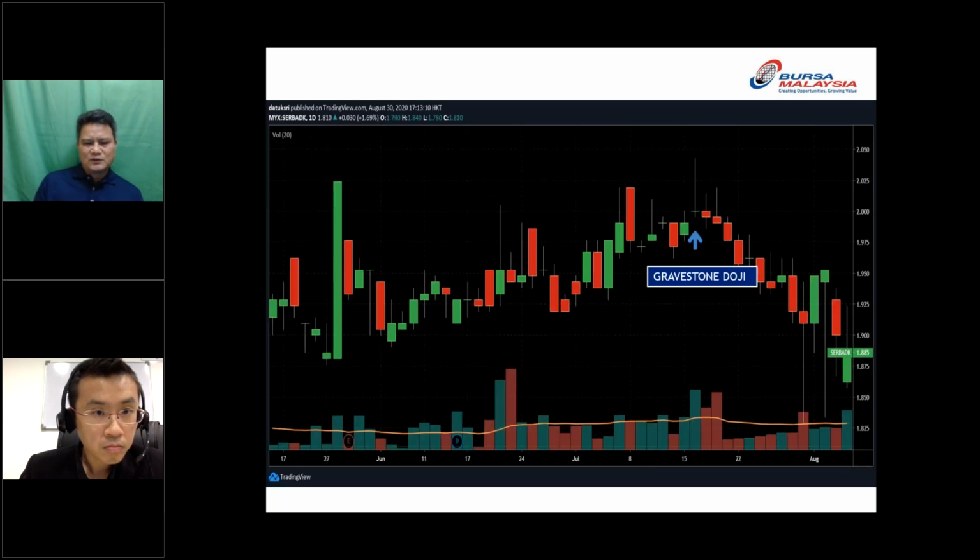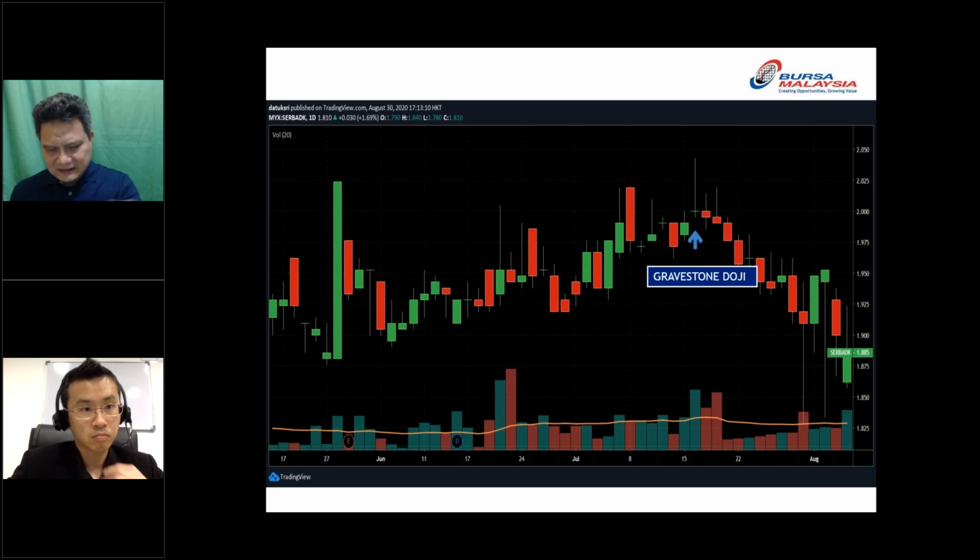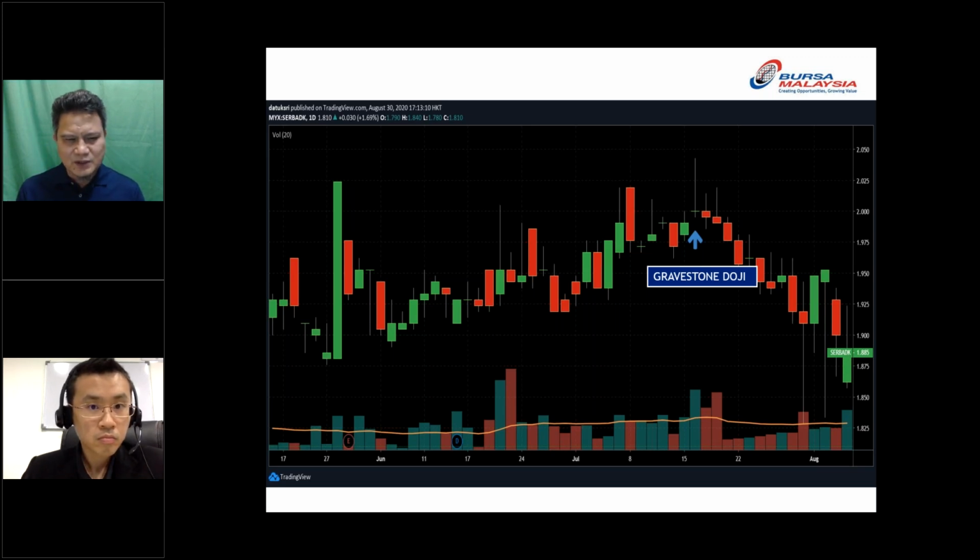Okay. For example, it also depends on the location of the doji. I'll cover that in the next slide. Okay, the location, because for candlesticks, the location is very important.